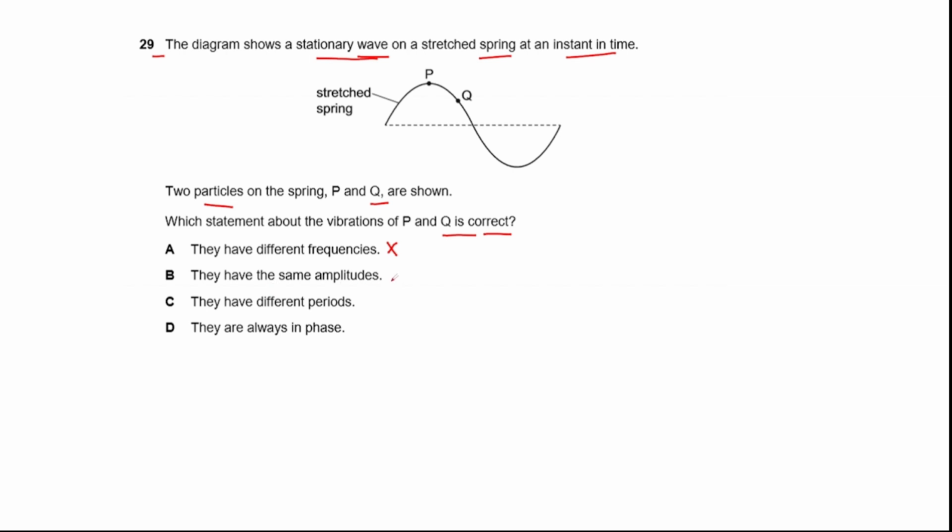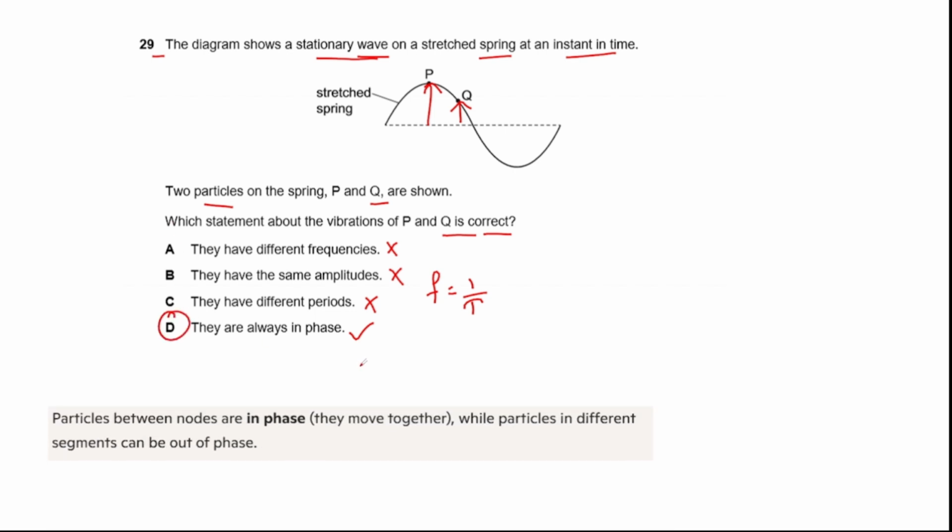They have the same amplitude. No. They have different amplitude. So the first point P has this much amplitude, but the second one has less than that. They have different period. No, because if the frequency is the same, the time period is also going to be the same. Then the D option is they are always in phase. That is a true statement. So option D is the correct answer.